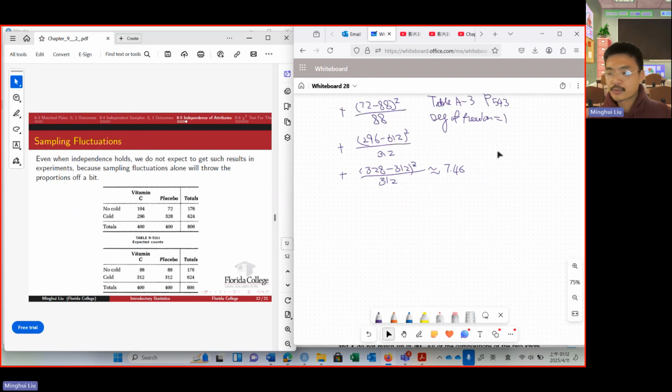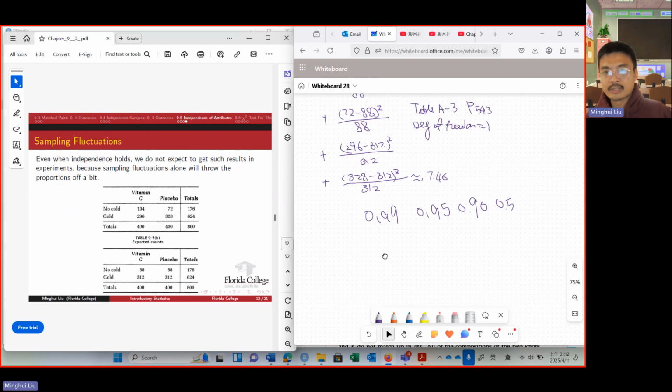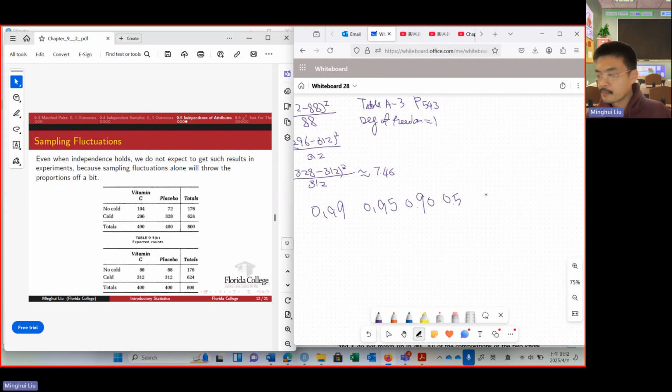And the first row is degree of freedom 1, and you see some numbers such as 0.99 and 0.95 and 0.90 and 0.5 and also 0.3. You see 0.2 and 0.1 and 0.05, 0.01, and also 0.001. So you see all those numbers.